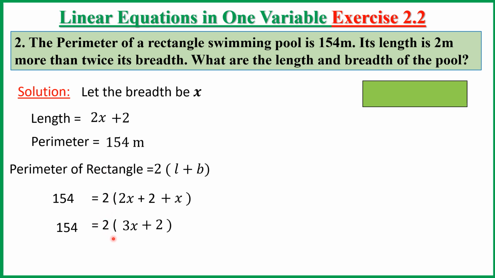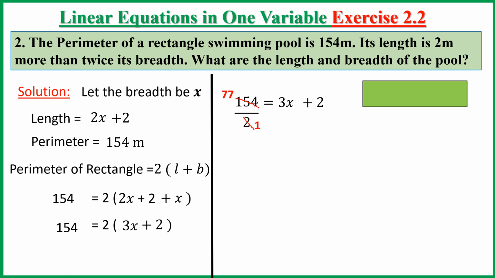Now here 2 is multiplied with 3x plus 2. This can transpose to our left hand side. So multiplication will become division. So 154 divided by 2 equals 3x plus 2. So 154 divided by 2, we can simplify this. This is 1 times 2 and this is 77 times. So 77 equals 3x plus 2.